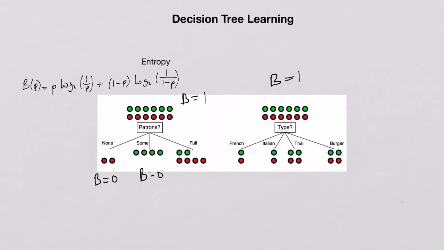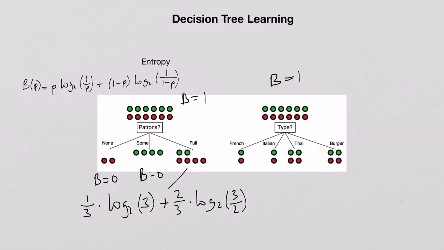So what is b for the full situation of patrons? It would be 1/3 times log 2 of 3 plus 2/3 times log 2 of 3 over 2. And that comes out to approximately 0.92. So b here is 0.92. Let's just draw this in here.